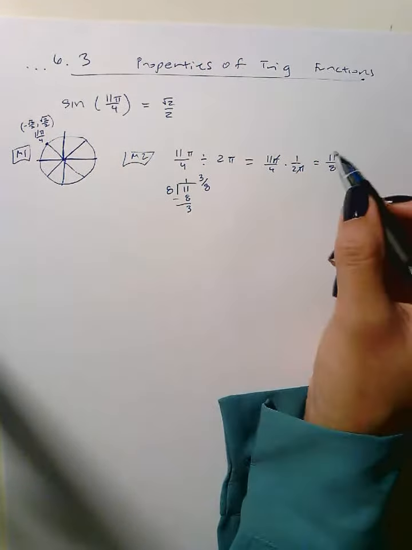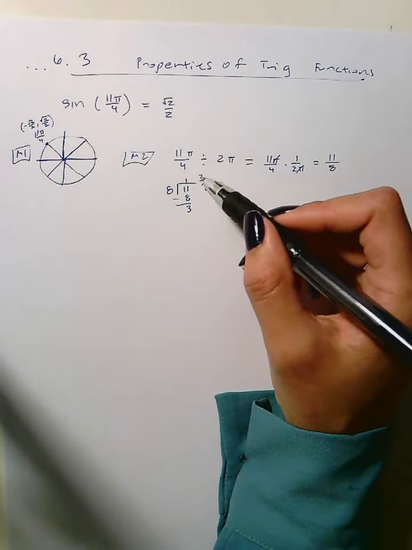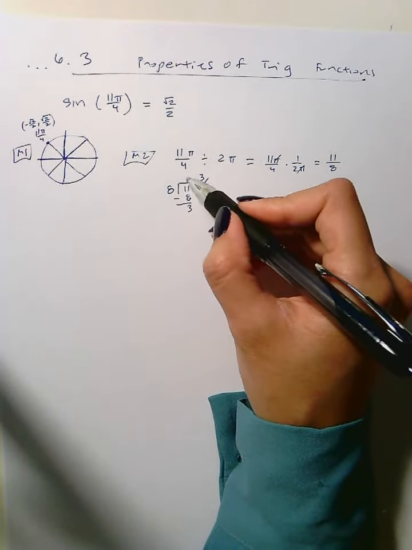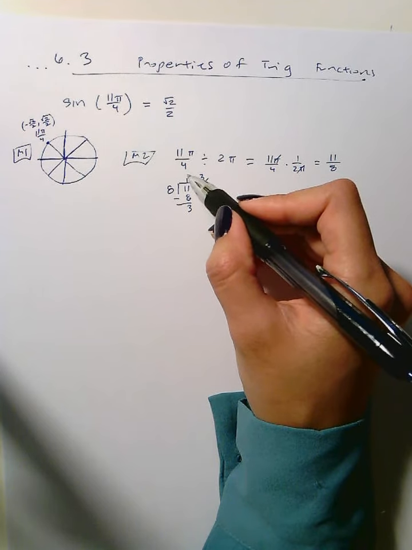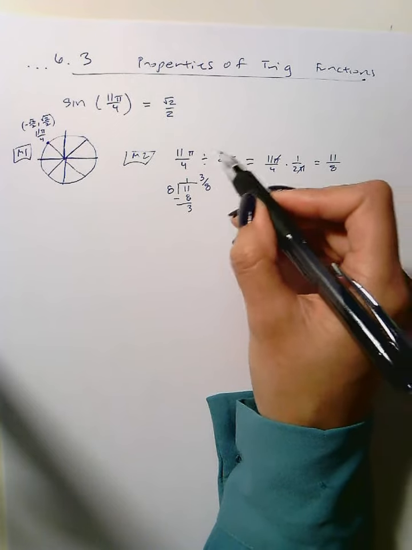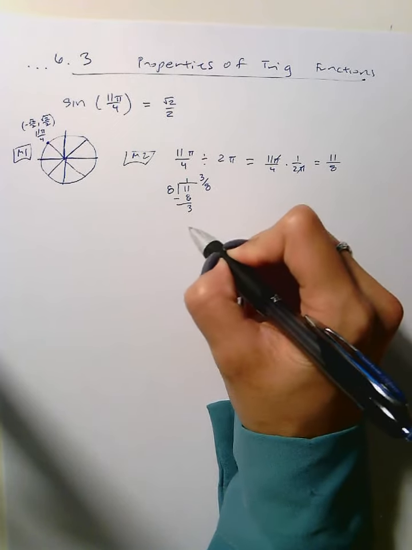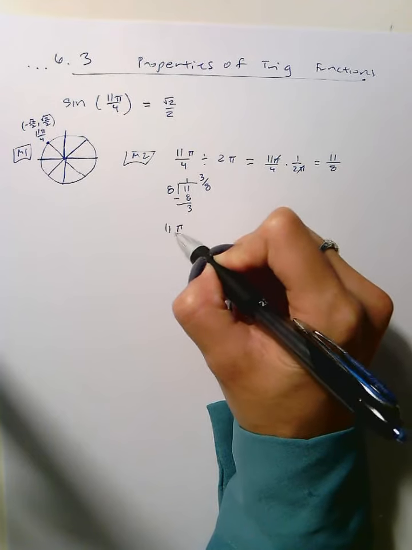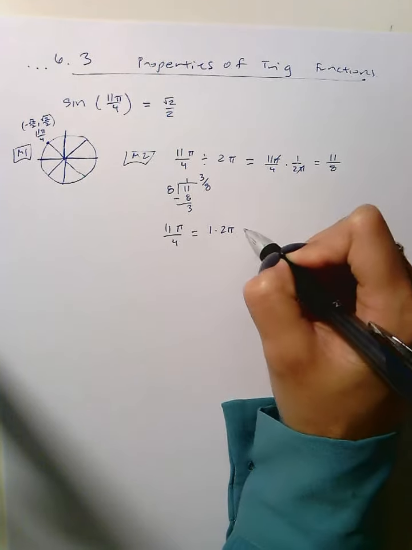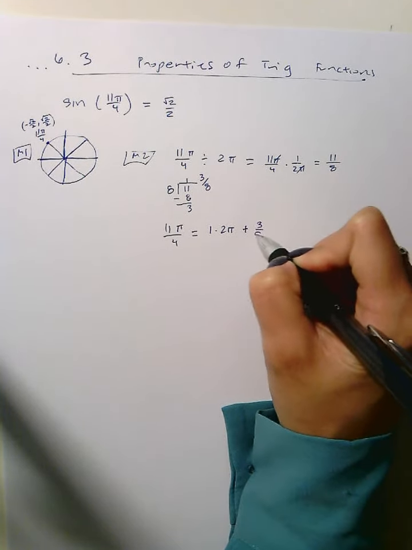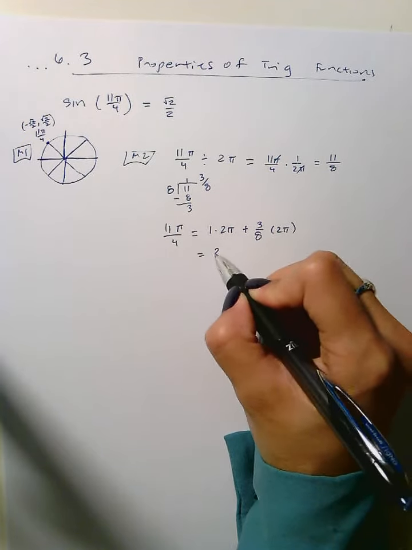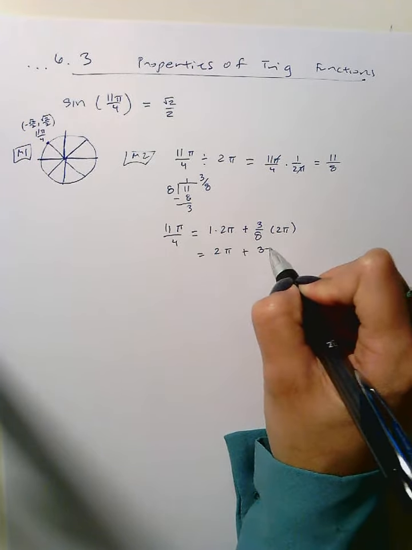But what does this really mean? We were asking ourselves, how many times does this 11 pi over 4 go a full revolution? So that means this goes one full revolution, so it goes around once, and then 3/8 of another full revolution. Again, we said one full revolution was 2 pi. So 11 pi over 4 is equal to one of these full revolutions, one of these 2 pi's, plus 3/8 of another one of these revolutions. So this is equal to 2 pi plus 3 pi over 4.